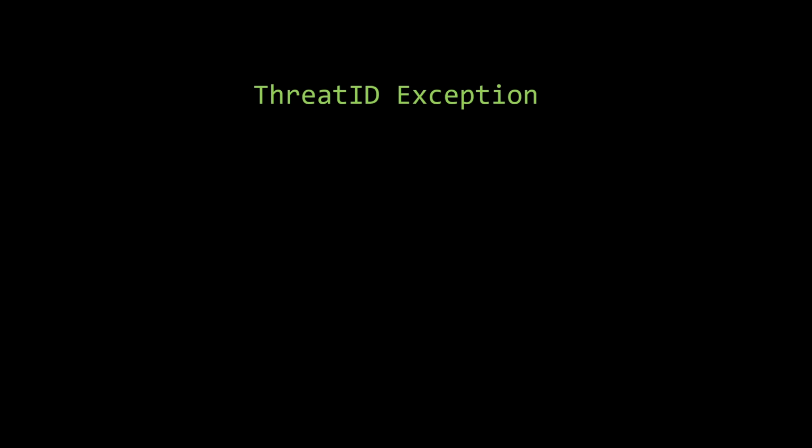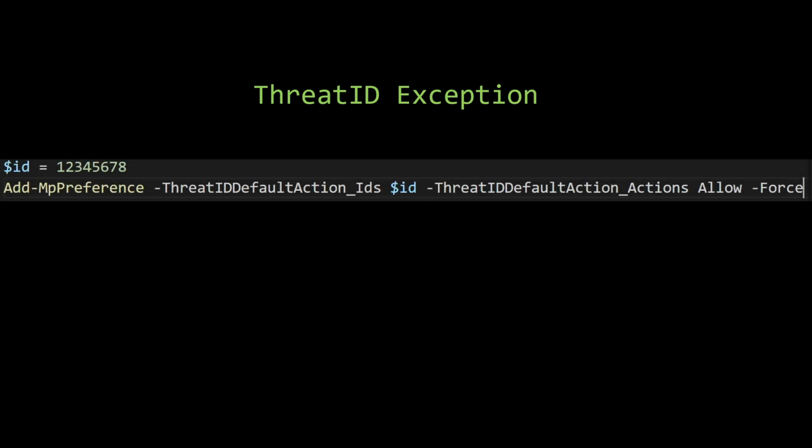Okay, so the final trick is threat ID exception. You can see an example here, that is ID 12345678, and we will use the same cmdlet, that is Add-MpPreference, with the ThreatIDDefaultAction_Ids parameter, and ThreatIDDefaultAction_Actions is Allow. That means Windows Defender will allow that particular signature, or that type of virus that has that signature, to be run on the machine.